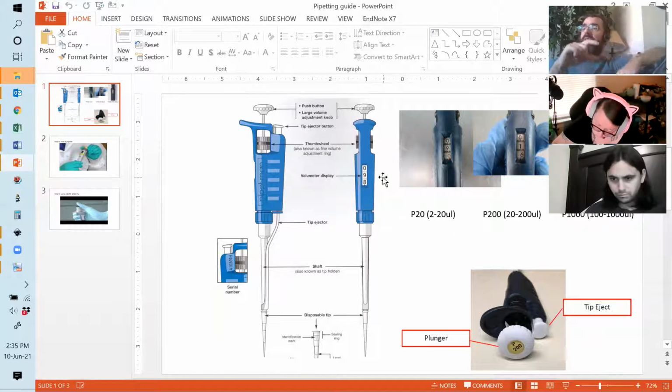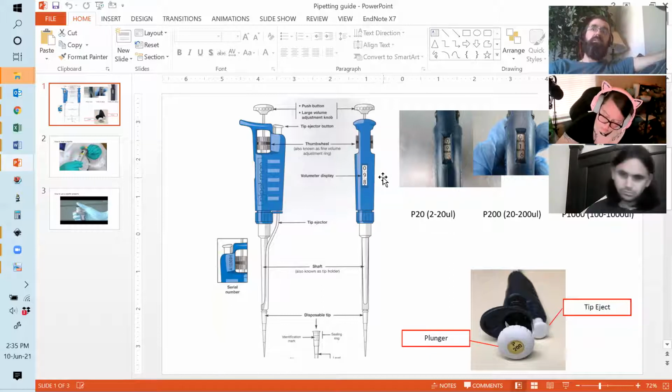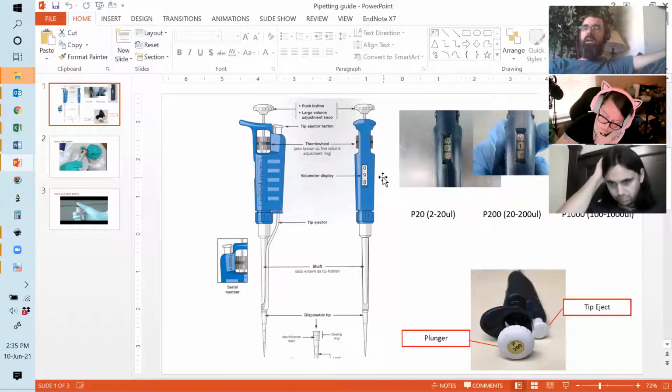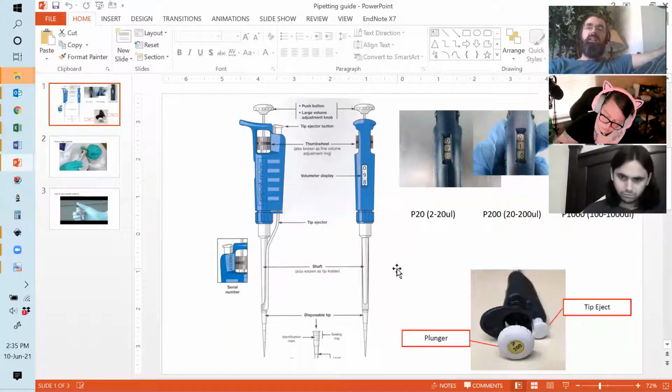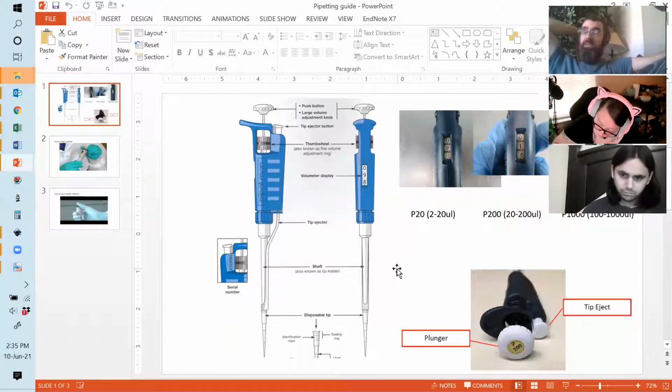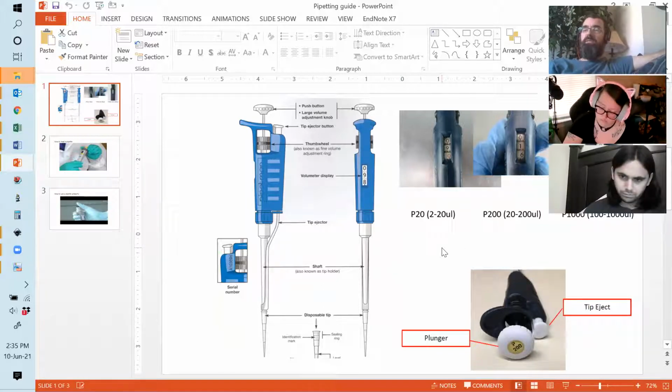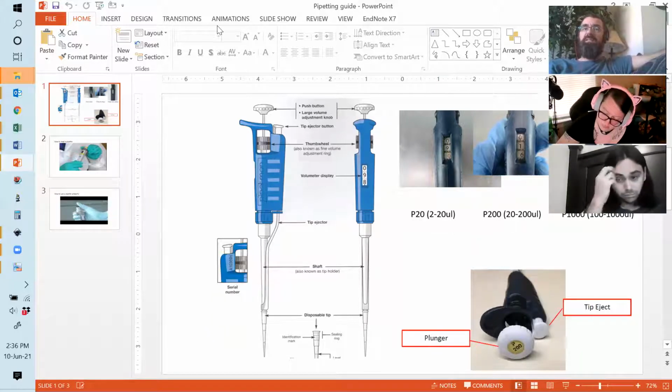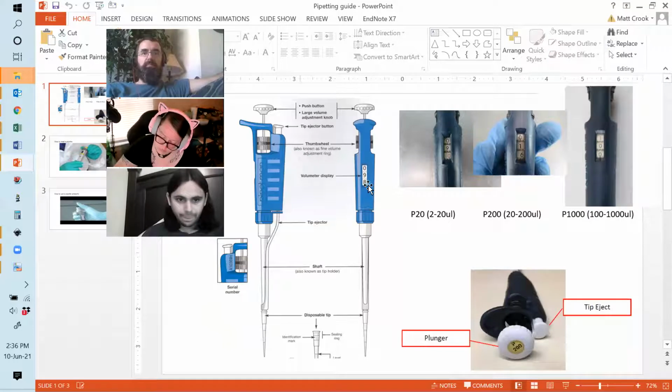Basically, you're screwing the plunger up or down inside that chamber, so you change the amount of air you can push out, which changes the amount of volume that you can suck up. Now, to figure out what's what, you look at the display on the side. That will tell you the volume that you've set that pipette to. And this is also somewhere where students get a little bit confused because there are only 3 digits. So it depends on what pipette you're using what those 3 digits mean. Hopefully that makes sense.